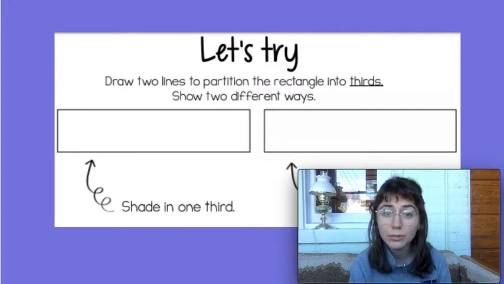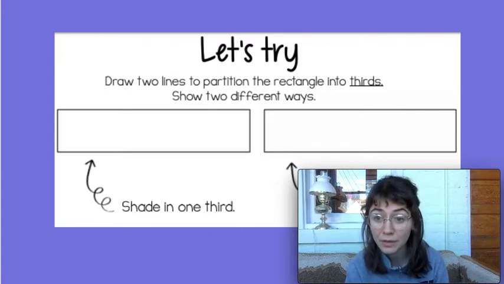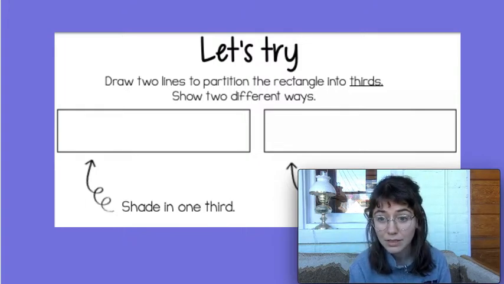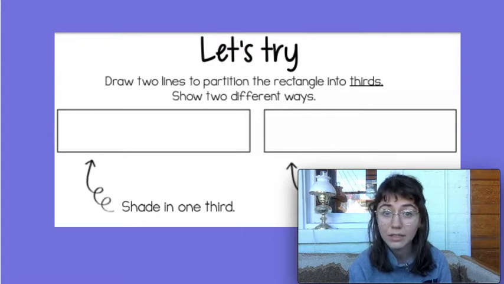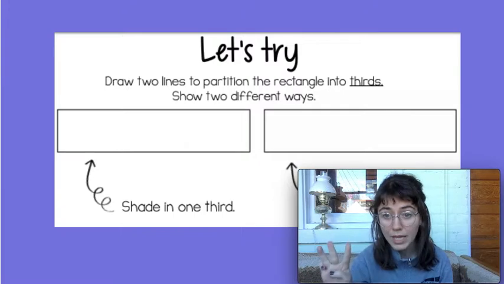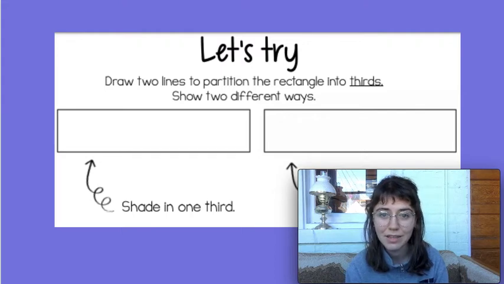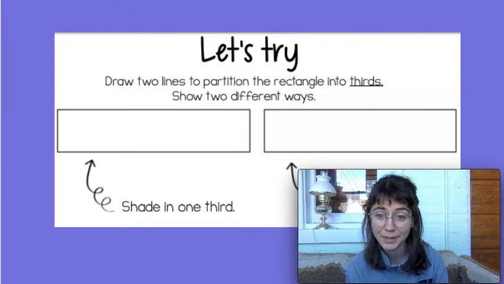All right, now that you have your 2 rectangles, and they can be the same size, go ahead and draw 2 lines on each rectangle to make it so the rectangle is in thirds. Remember, thirds means 3 equal parts. So go ahead and draw 2 lines on each rectangle so that then you can see 3 equal parts. And challenge yourself to see if you can do it 2 different ways. Pause the video right now if you're not done, and press play when you're ready to check your work.